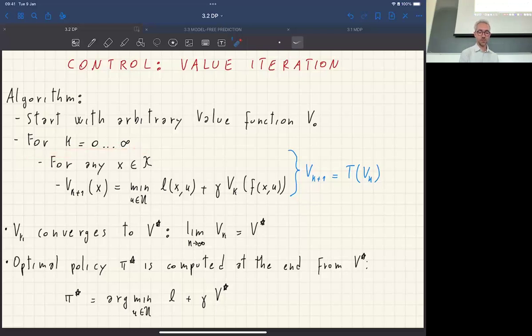At each iteration of the algorithm, you loop over your state space. And you update your value, your guess of the optimal value, by performing this minimization. So you cycle over all possible states and all possible actions. You evaluate this expression, and for every state you find the minimum over all the actions, and that gives you the new value for your value guess.